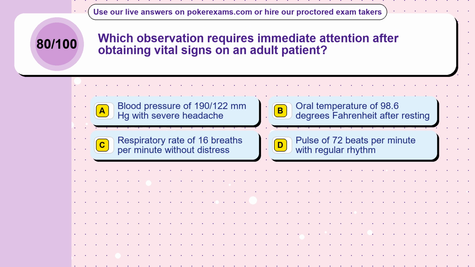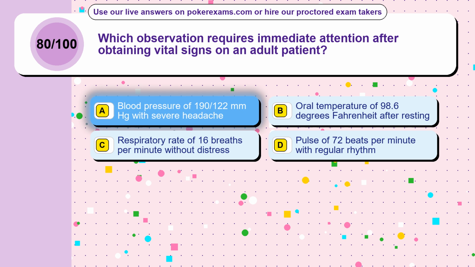Question 80. Which observation requires immediate attention after obtaining vital signs on an adult patient? Option A, blood pressure of 190/122 mmHg with severe headache. Option B, oral temperature of 98.6 degrees Fahrenheit after resting. Option C, respiratory rate of 16 breaths per minute without distress. Option D, pulse of 72 beats per minute with regular rhythm.